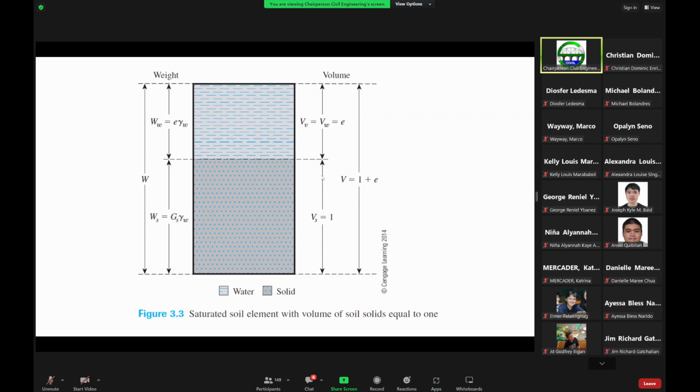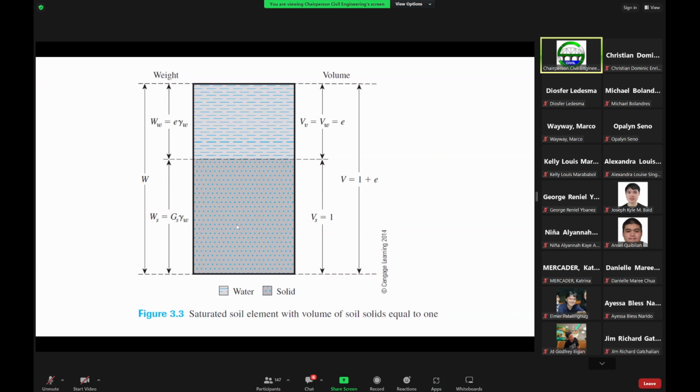So then the total volume is the same. It's 1 plus the void ratio. At this time, for the weight, since it is now fully saturated, there's no more air, so the weight of water is just equal to the unit weight of water multiplied by the void ratio. And then the weight of the soil solids is the unit weight of water multiplied by the specific gravity of the soil solids.